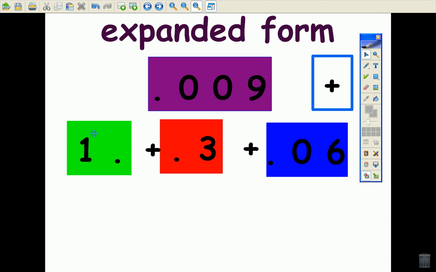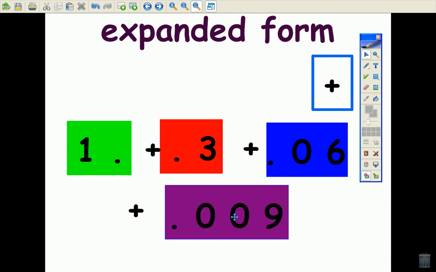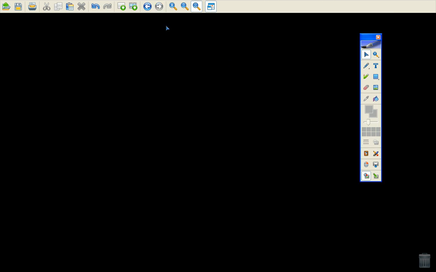So there's my one whole that I had. I had 3/10. I had 6/100. If I put the 6 over there, it would have changed it to 6/10. That's 6/100ths. And then my last place would be 9/1000ths. Remember about the 0. It holds the place, otherwise if I stuck the 9 there, it would have been 9/10ths. So we're going to look at the next page, and we're going to go ahead and practice some expanded forms.